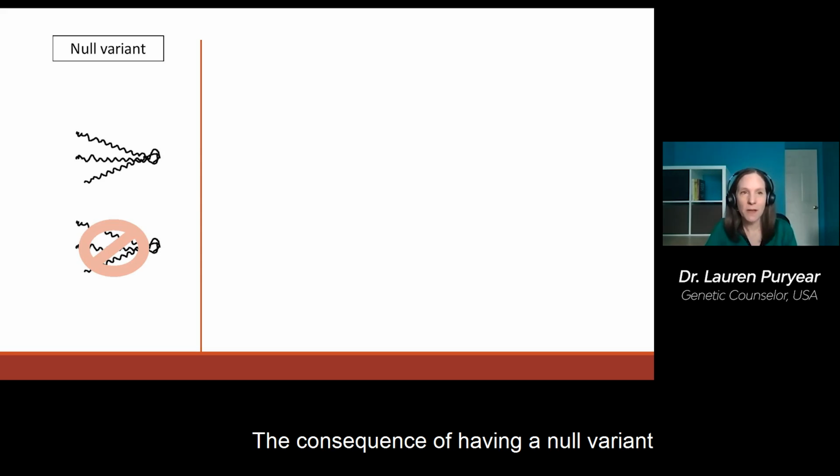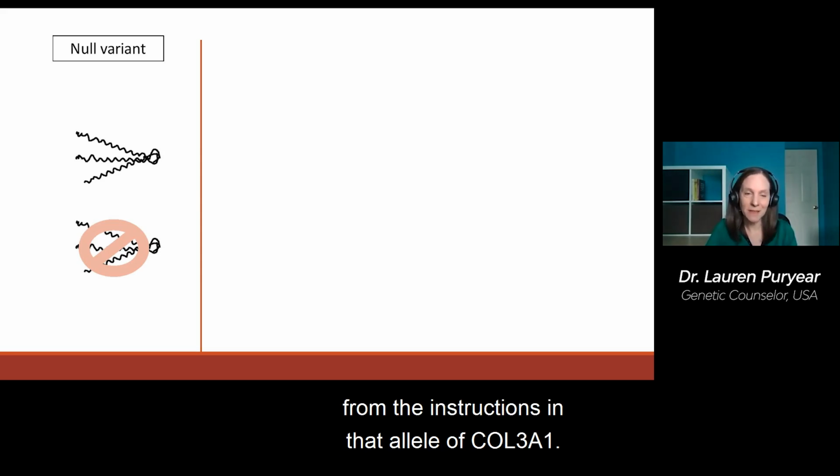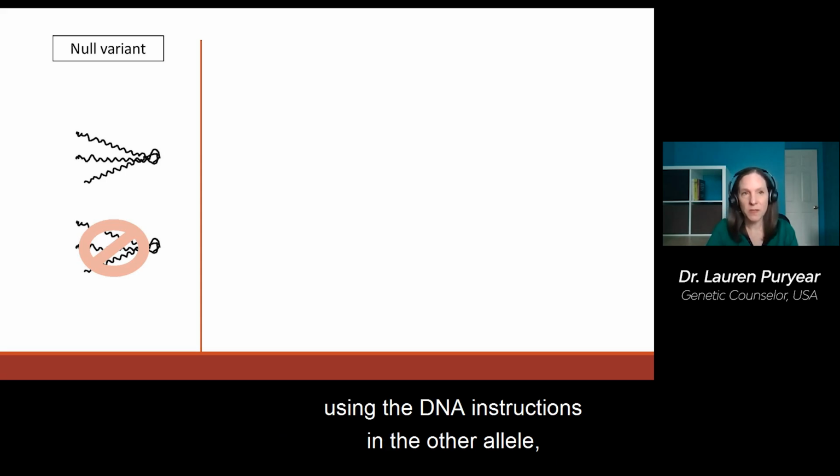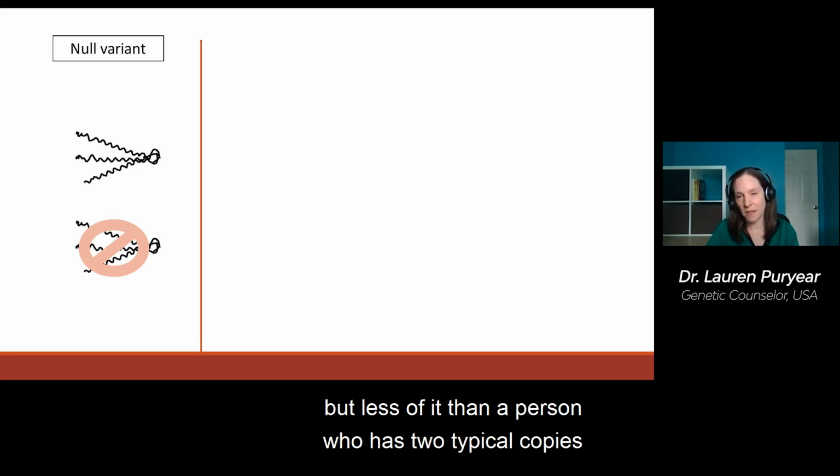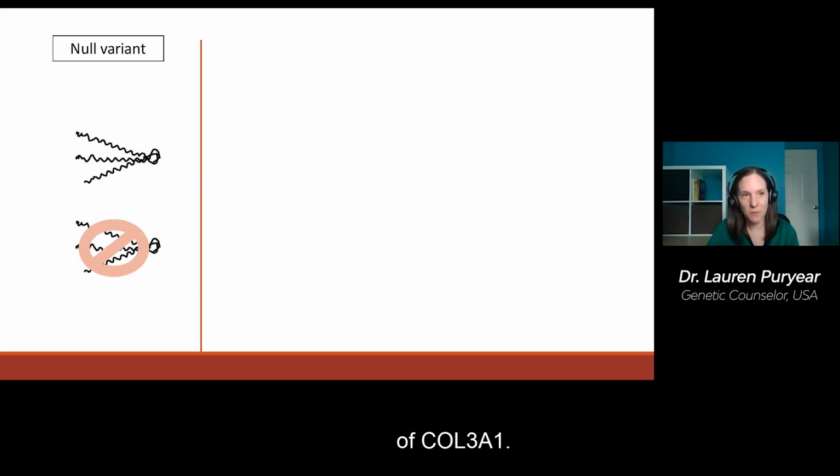The consequence of having a null variant is that no protein is produced from the instructions in that allele of COL3A1, but normal protein is still produced using the DNA instructions in the other allele. So the person makes normal type 3 collagen, but less of it than a person who has two typical copies of COL3A1.